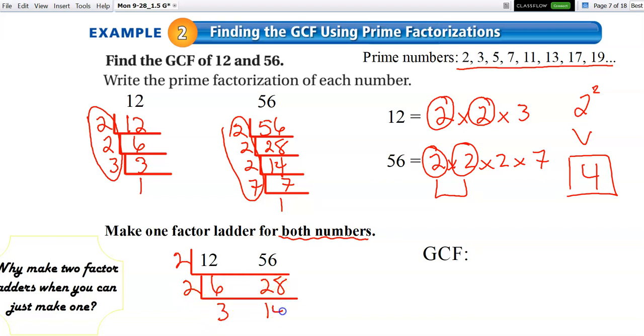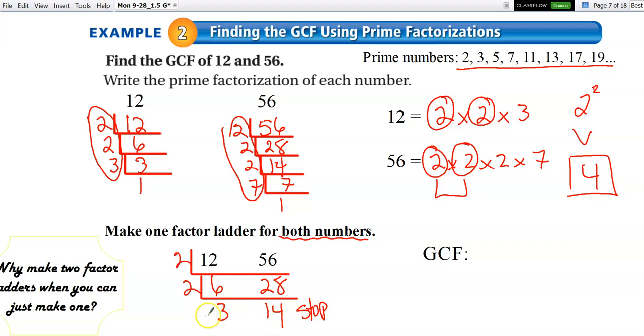28 divided by 2 is 14. Okay, now here's the deal. I'm going to stop here. I'm making a little note to myself. Because up above, we kept dividing until we got 1, because I was only prime factoring 1 number at a time. But here, I'm dividing common factors of 2 numbers. And so you're not going to get down to a 1.